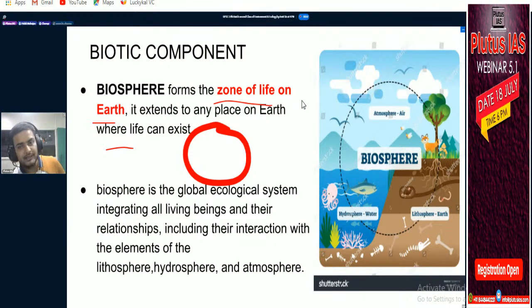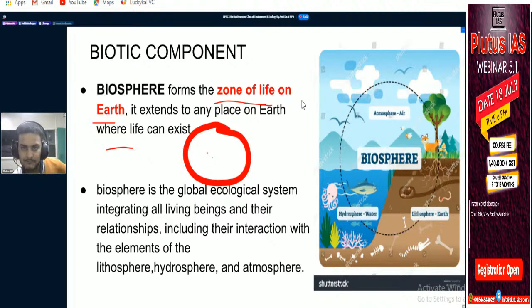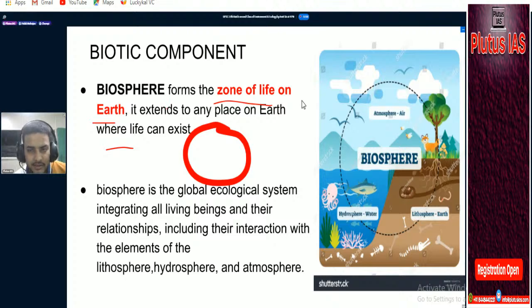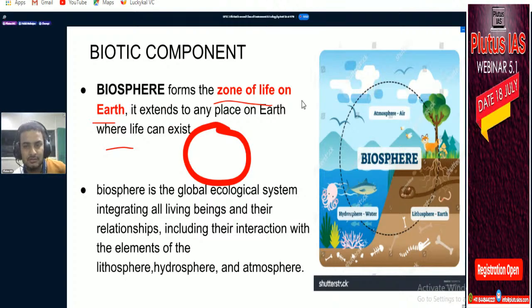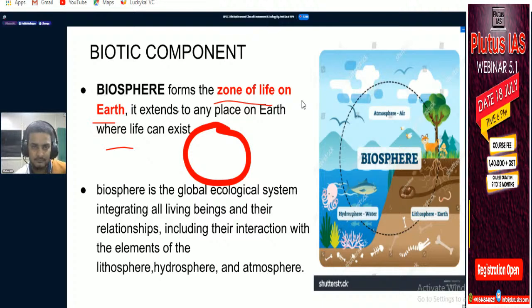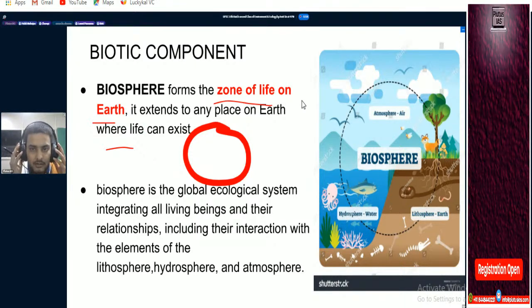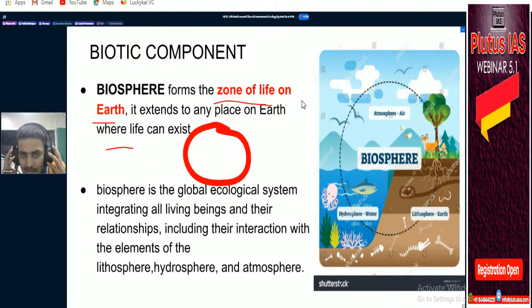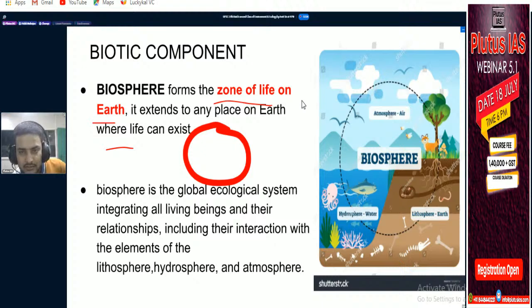The definition you can write is: Biosphere is the sum total or integration of all ecosystems on Earth. Are you getting it, everyone? After integration, it's a sum and integration of all ecosystems on Earth.